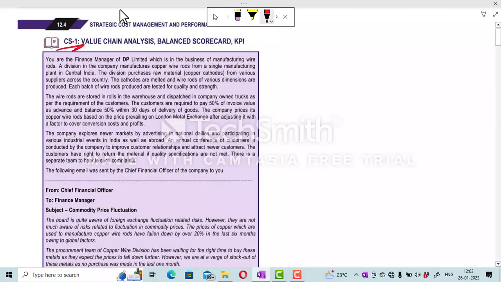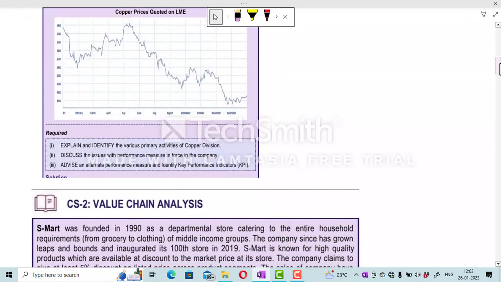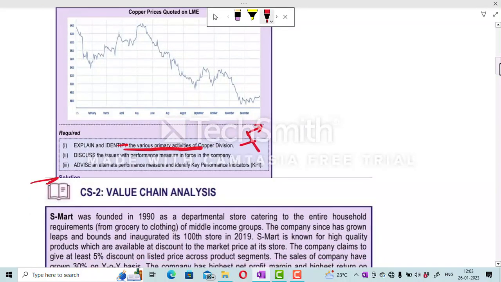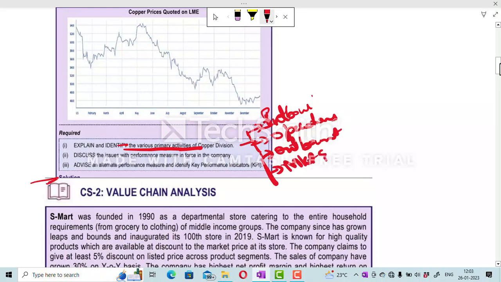Let's first see what they are asking for. Explain and identify the various primary activities of a copper division. What are the primary activities? Inbound logistics, operations, outbound logistics, marketing and sales, service.